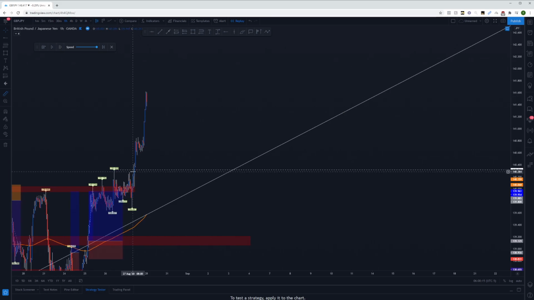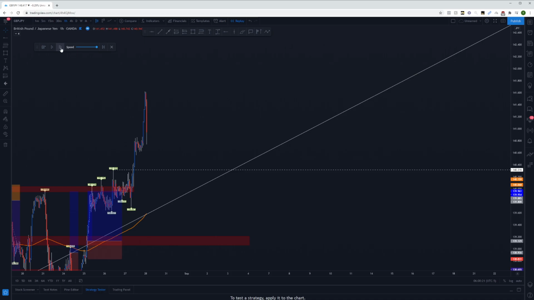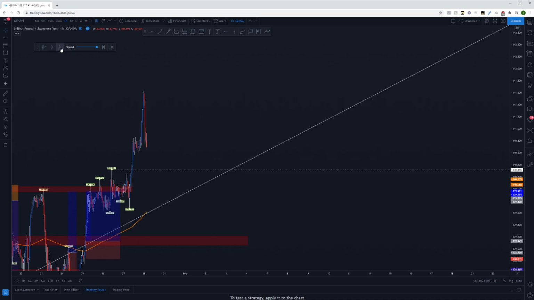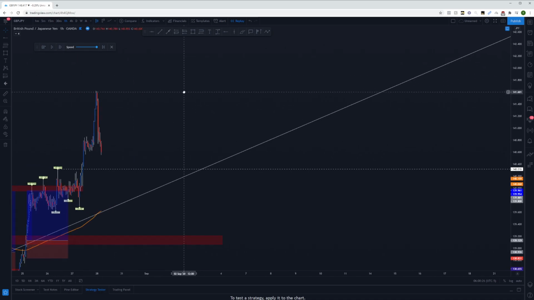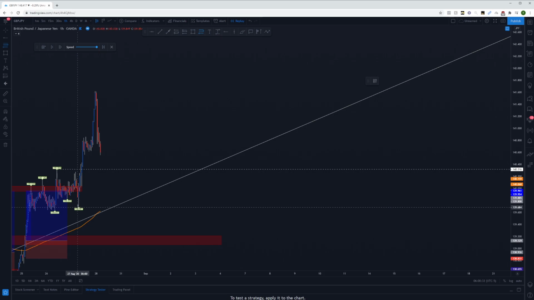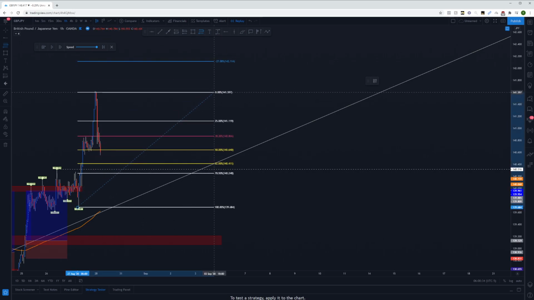Oof. Damn, what a trade. 128 pips. Oh, and there's the pullback. Okay, so you know what? Now you guys know what time it is. It's time to bring out the secret weapon, the Fibonacci, and let's see what type of trade we could catch here, right?